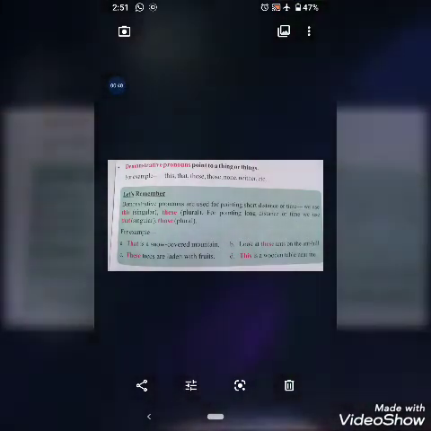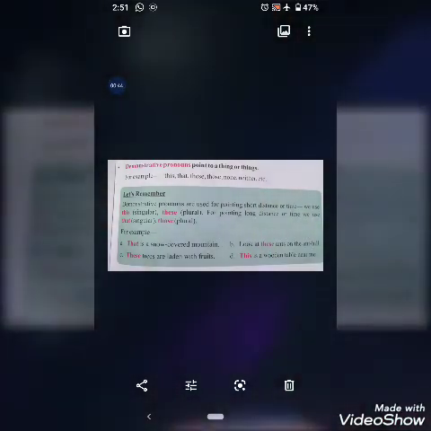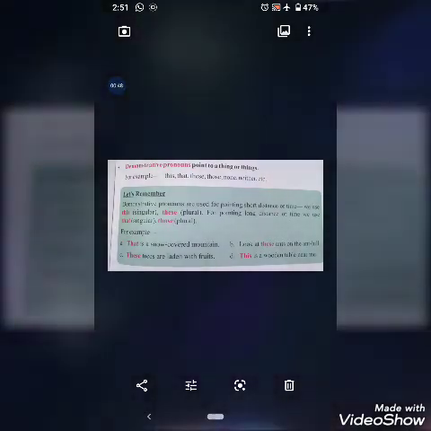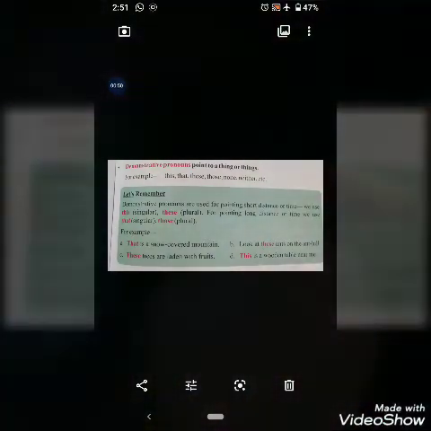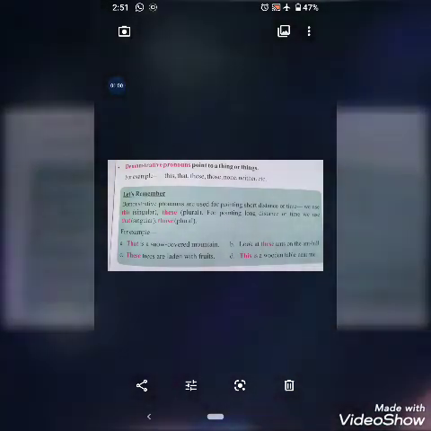So, बच्चे, remember one thing, that demonstrative pronouns are used for pointing short distance or time. We use this and these. For pointing long distance or time, we use that or those. Is that clear? Like, for example, that is a snow-covered mountain. वो एक snow-covered mountain है. These trees are laden with fruits. ये trees fruits से भरे हुए हैं.